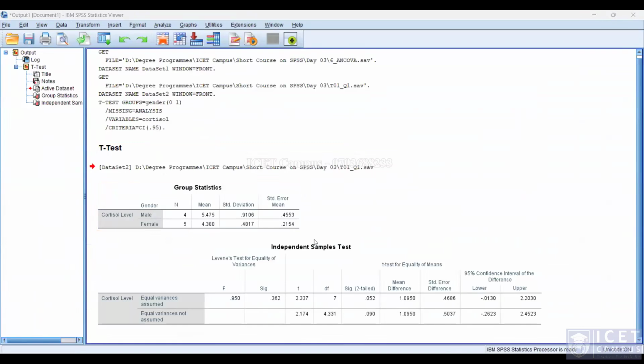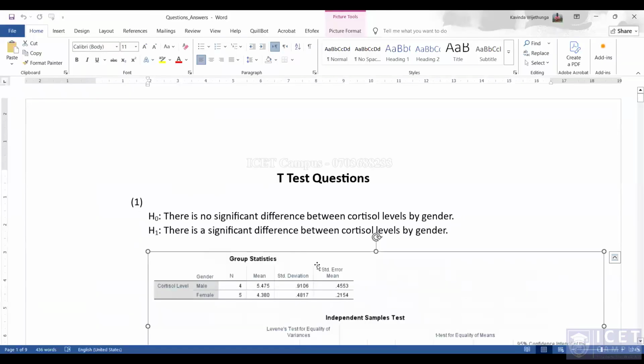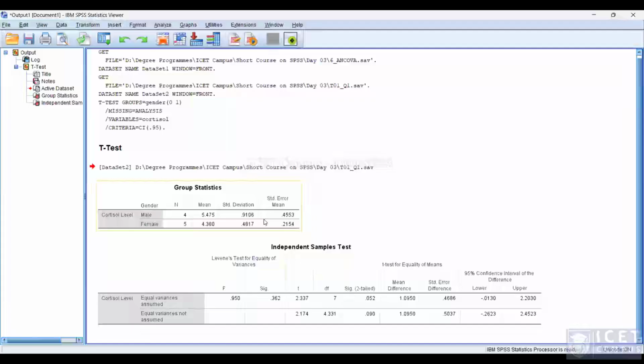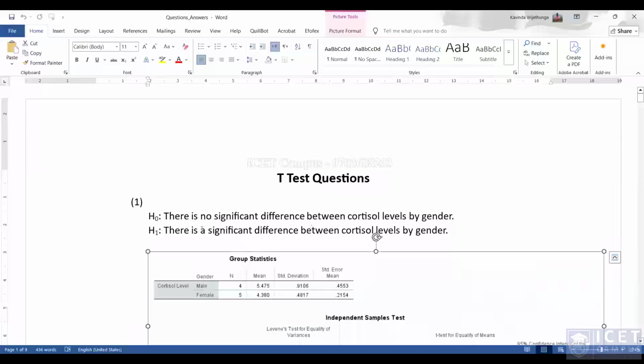So here these are the mean values, right? You can see the mean of males 4.575, and male, sorry, the mean of female cortisol level is 4.380. So you can see there is a mean difference. So you have to check whether that difference is a significant difference or not, as you wrote in your null hypothesis and the alternative hypothesis.